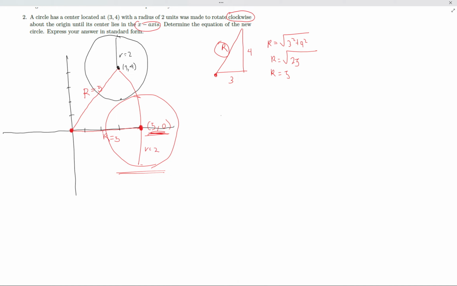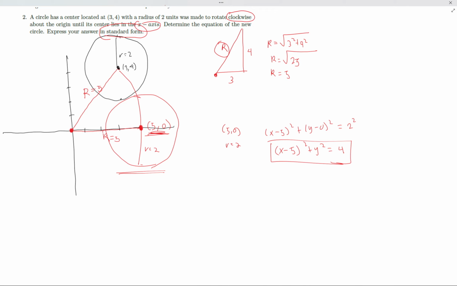In this case, we now construct the standard form. Again, the new center lies at (5, 0), and its radius is 2. So therefore, the standard form will become (x minus 5) squared plus (y minus 0) squared equals r squared, that is 2 squared. So now we'll have (x minus 5) squared plus y squared is equal to 4. And since the question is asking for the standard form, this is our answer for that question right there.